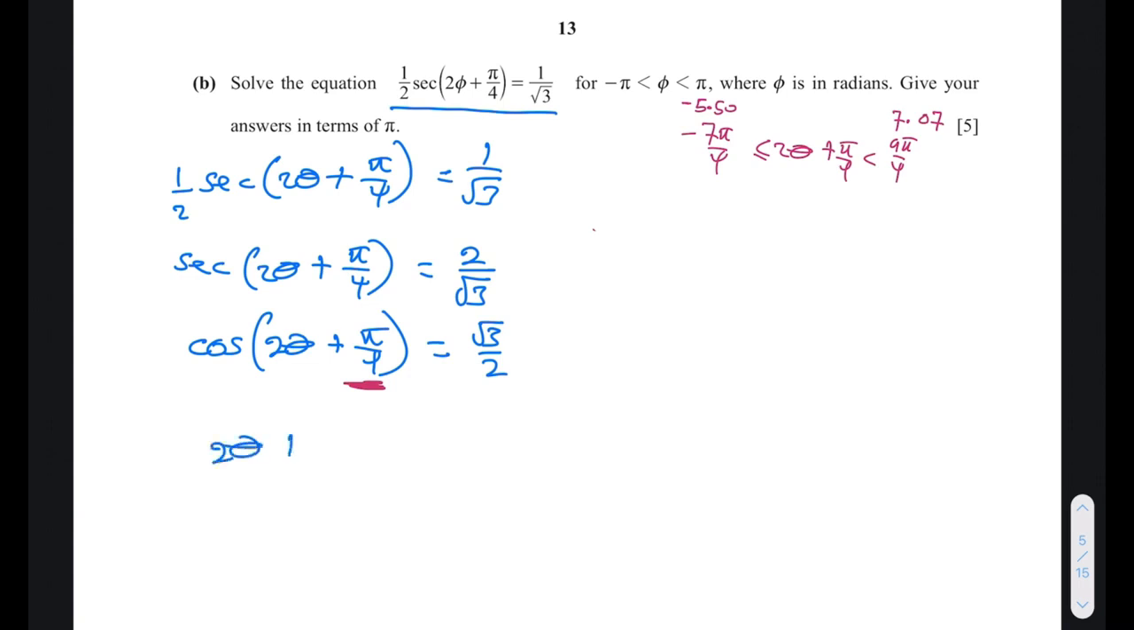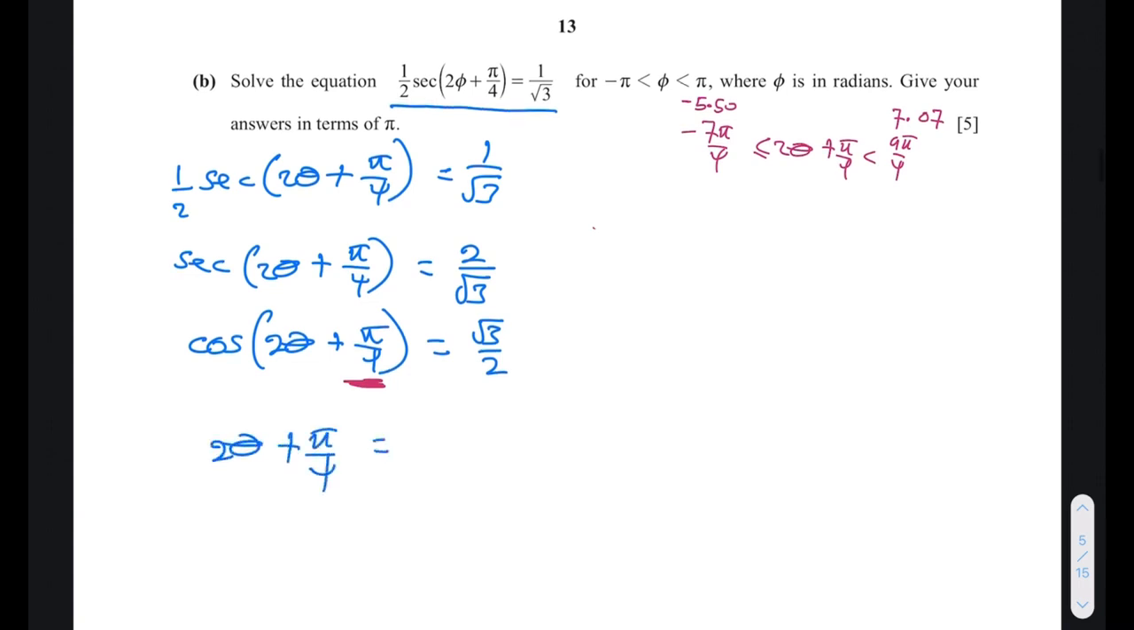So we have 2 theta plus pi on 4 is equal to cos inverse of root 3 over 2, right? And what would that give us? Make sure it's in radians. All right, so cos inverse of root 3 over 2 will give us pi on 6, okay? So pi on 6.